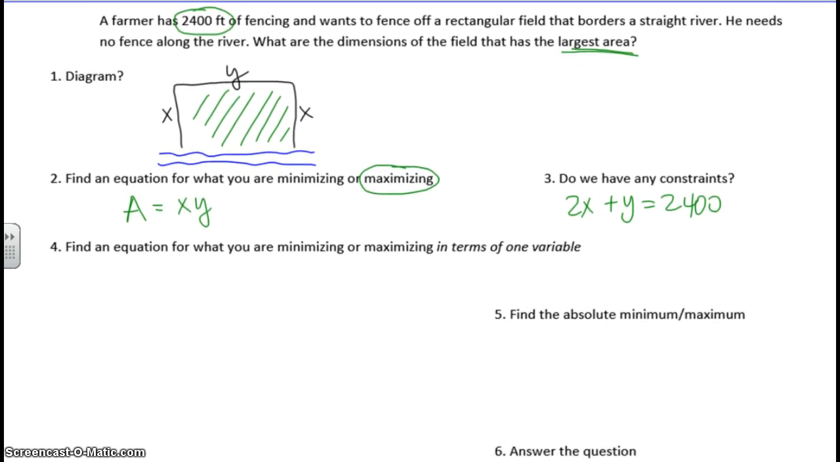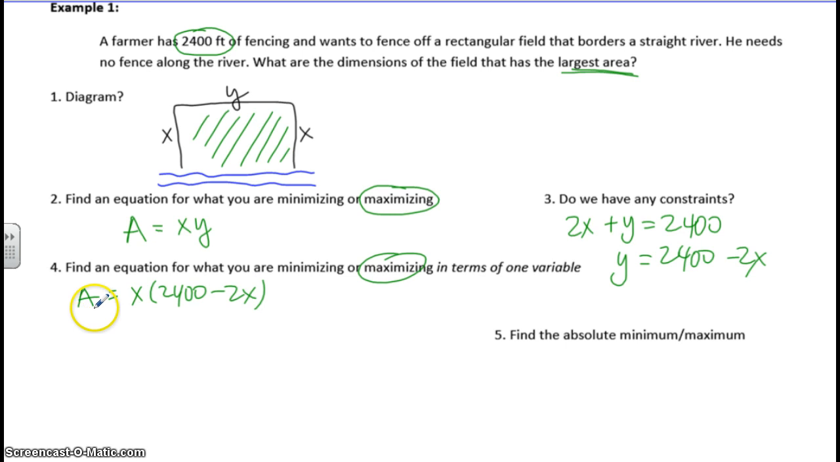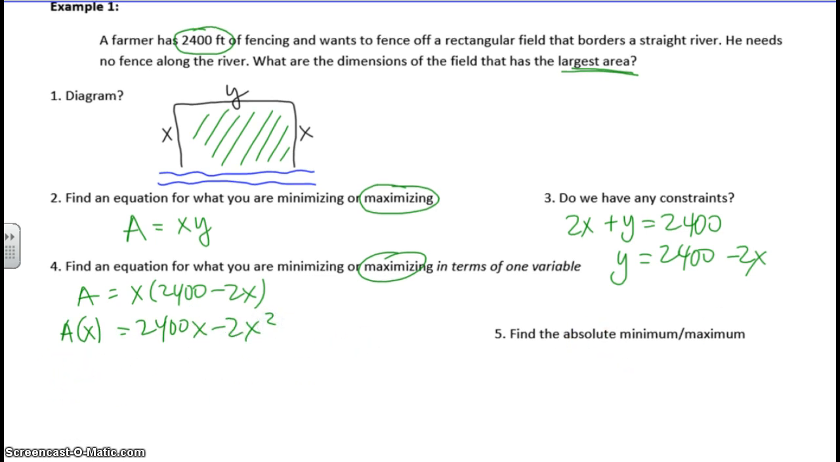Now what we're doing next is taking this area and using the constraint to write this area formula in terms of one variable. So this is what we're maximizing. The area is going to be x times y, which we're going to solve for here: 2,400 minus 2x. So it'll be x times (2,400 minus 2x). So we now have the area in terms of one variable x, which is going to be 2,400x minus 2x squared. Okay? Well, and then the rest is easy.